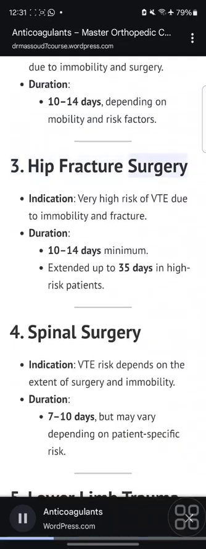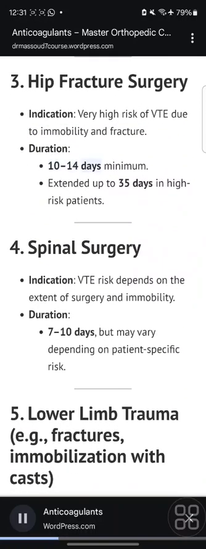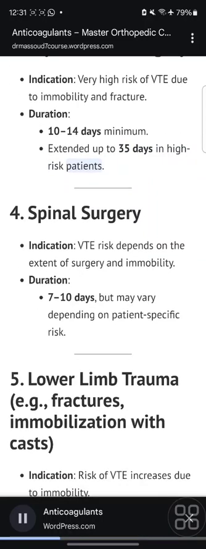3. Hip fracture surgery. Indication: very high risk of VTE due to immobility and fracture. Duration: 10 to 14 days minimum. Extended up to 35 days in high-risk patients.